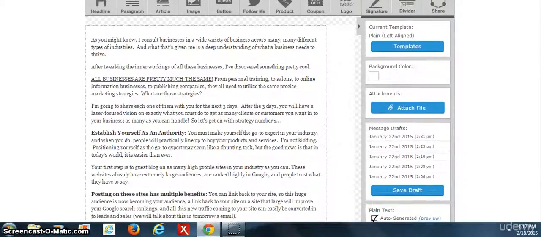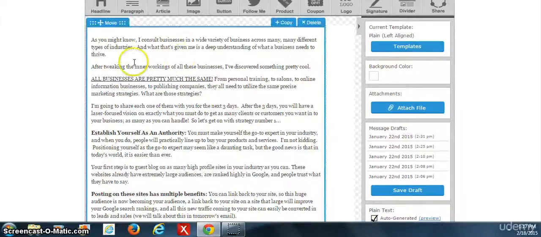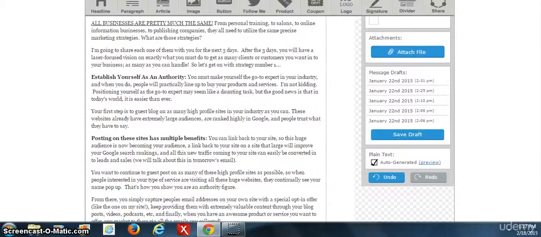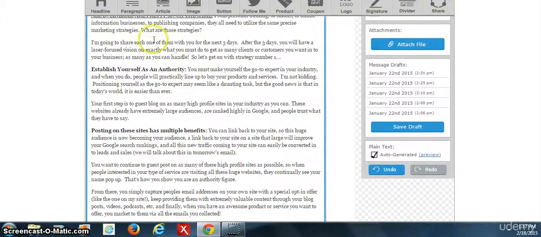So I say, as you might know, I consult businesses across many, many different industries, and what that's given me is a deep understanding of what a business needs to thrive. After tweaking the inner workings of all these businesses, I've discovered something pretty cool, that all businesses are pretty much the same. You just need to understand basically the key strategies. So it says, I'm going to share each one of them over the next 3 days. After the 3 days, you will have a laser-focused vision on exactly what you need to do to get as many clients and customers into your business as you can handle. So let's go into strategy one.